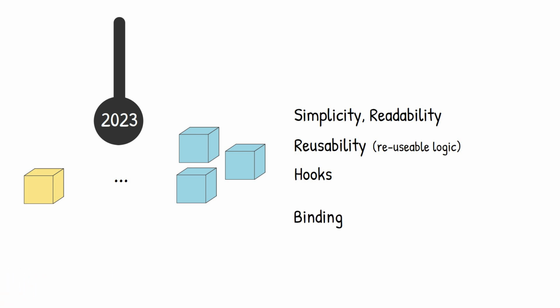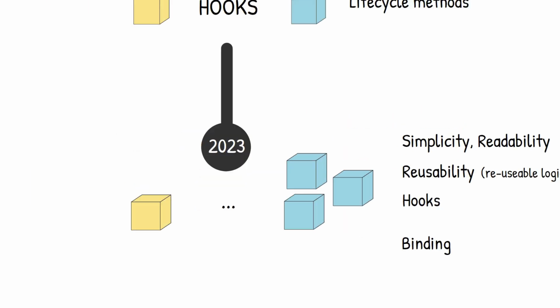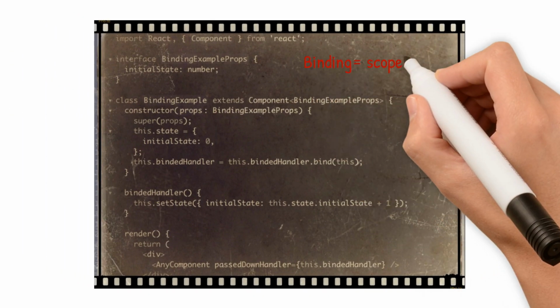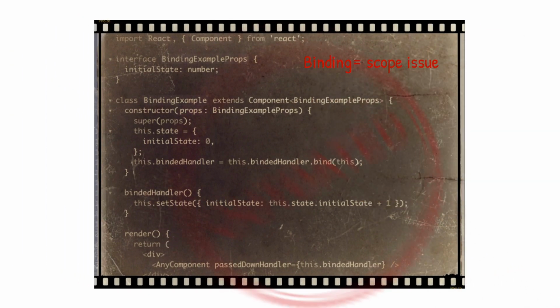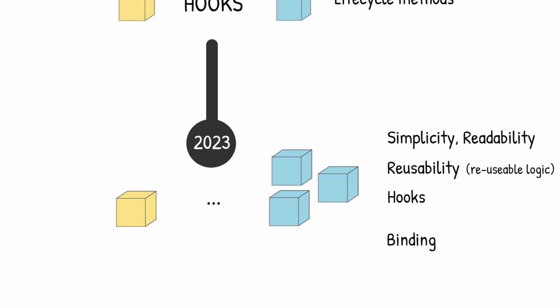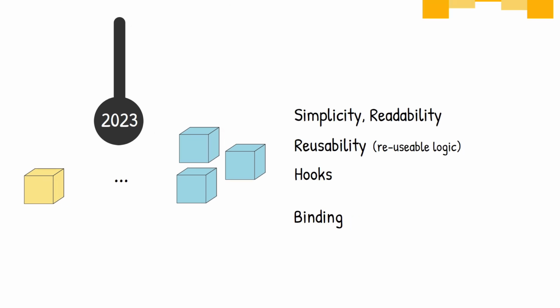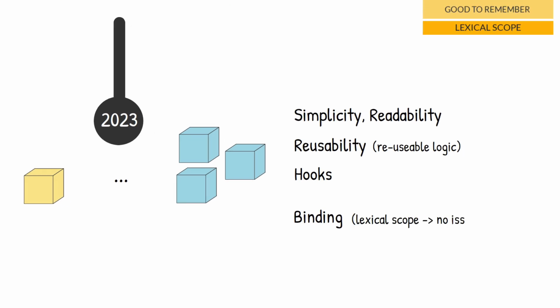The next one is binding. Binding is an issue with the scope in class components, and it used to be a big, frequently discussed topic during interviews. This, inside a function, can change. So event handlers and custom methods often need explicit binding to refer correctly to the component. Advantage of functional components? No issue with the binding because they employ lexical scoping.